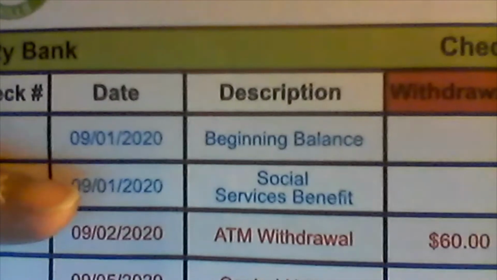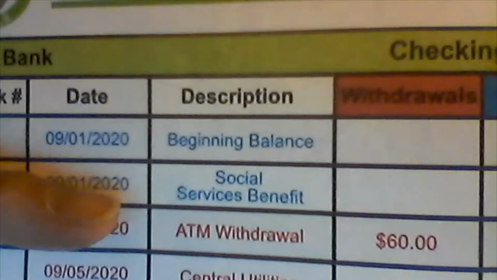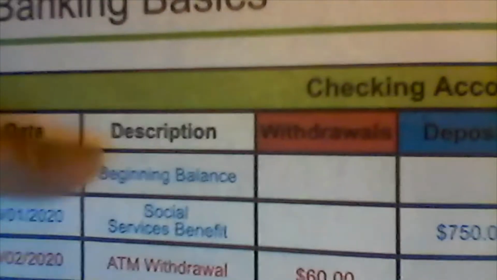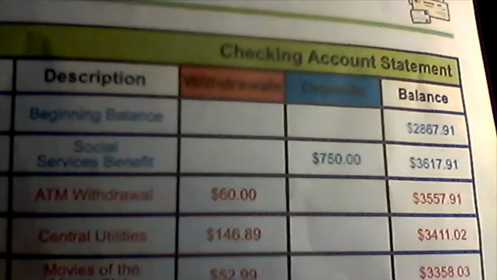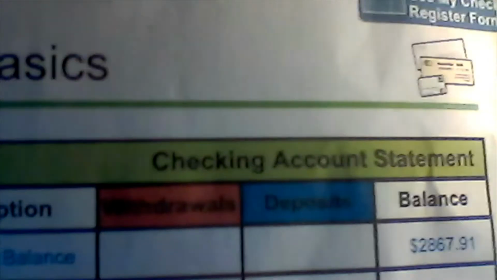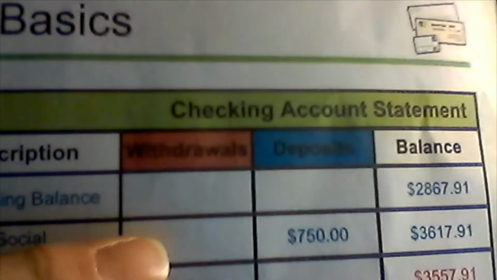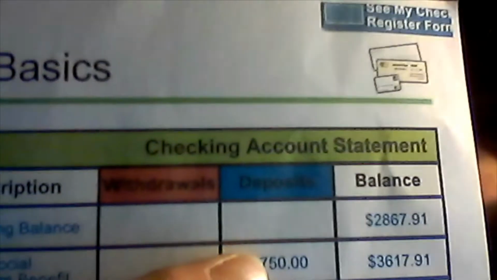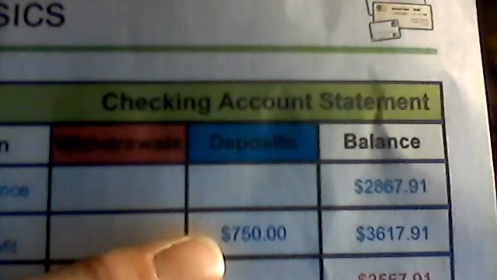You would write 09 or just 9/1/2020, social service benefit. Okay, that's the description of the transaction. Okay, and then not in the minus column. Wait a minute, not in the withdrawal column, not in the minus column, but in the deposit column, you would write $750.